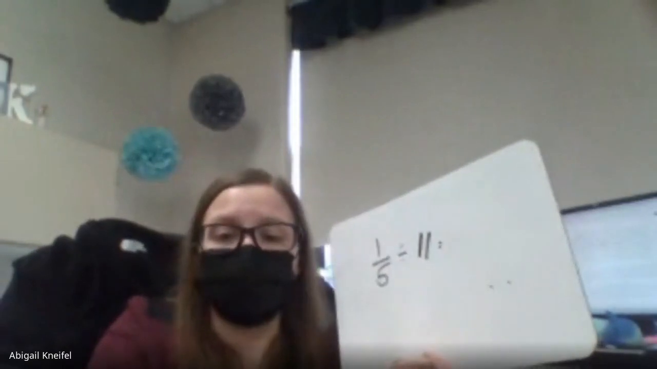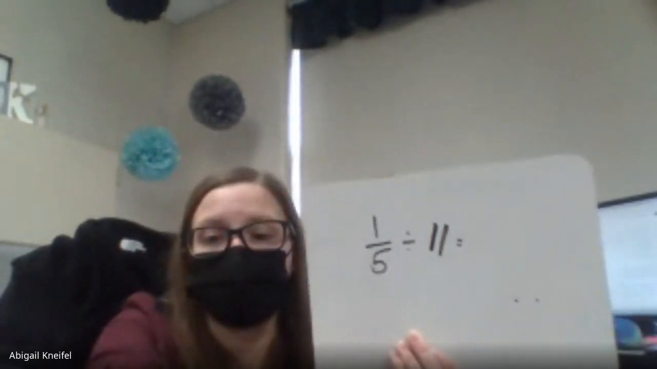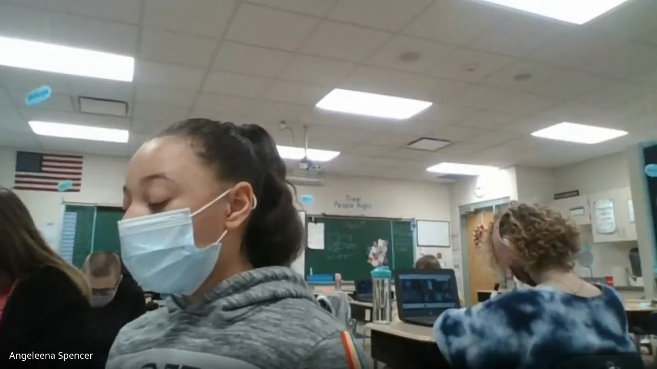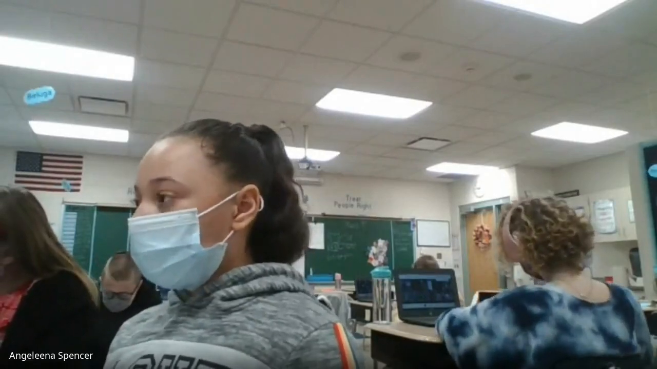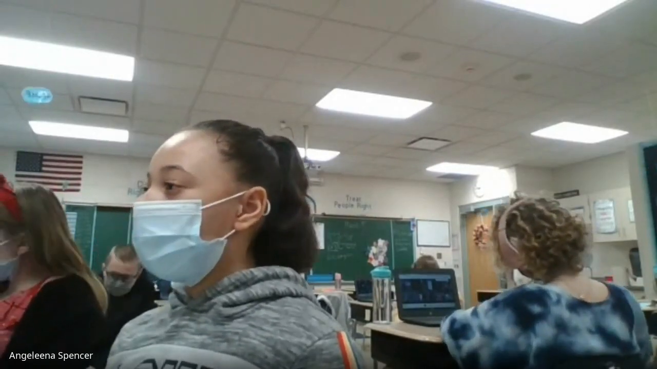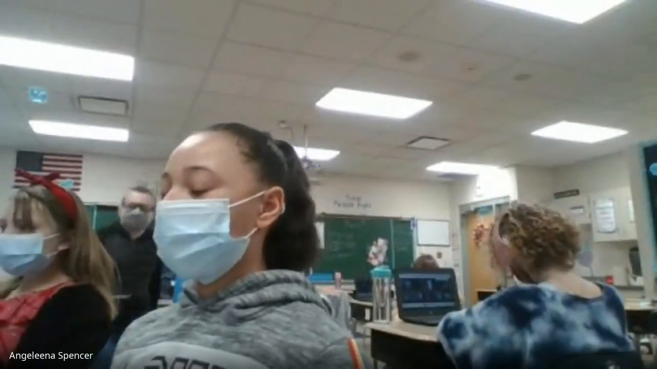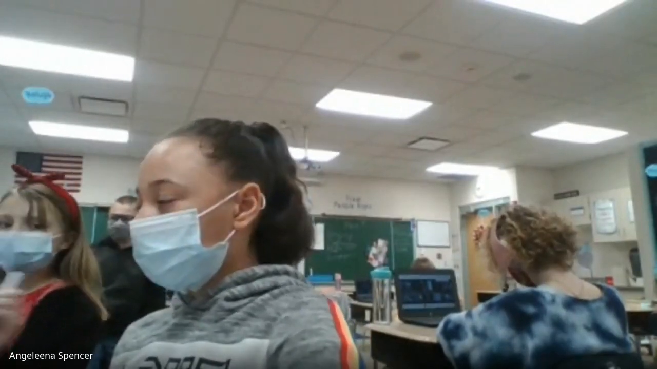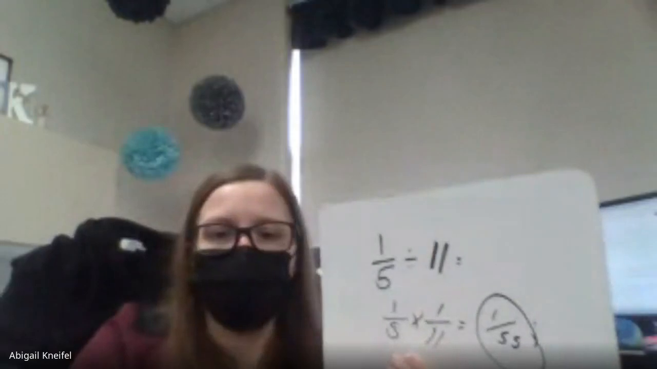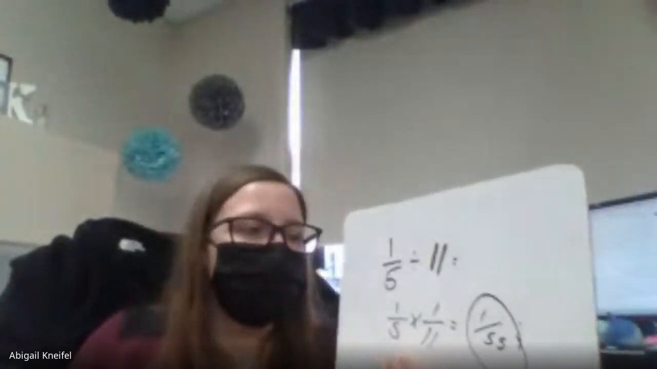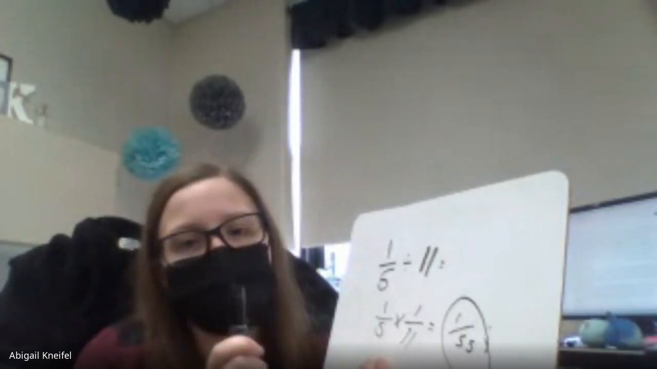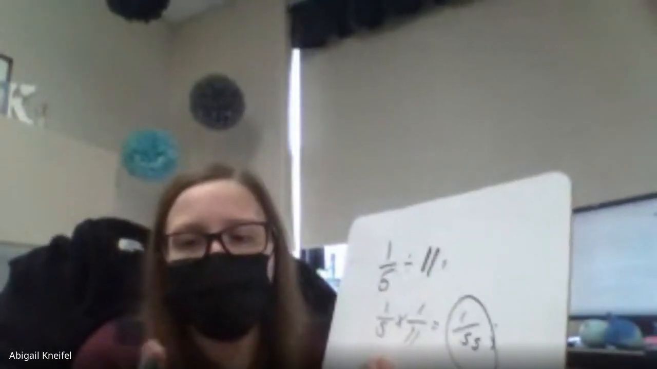All right, Angelina, work us through the problem, please. Okay. 1/5 divided by 11 equals 1/5 times 1 over 11, which equals 1/55. But it's 1 over 11 because you have to flip your second fraction. All right, I should see 1 over 55, friends. You do the multiplicative inverse, and then it's 1 over 11 instead of 11 over 1. 5 times 11 is 55, and then 1 is over it: 1/55.